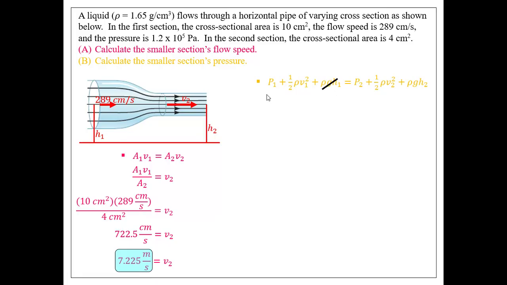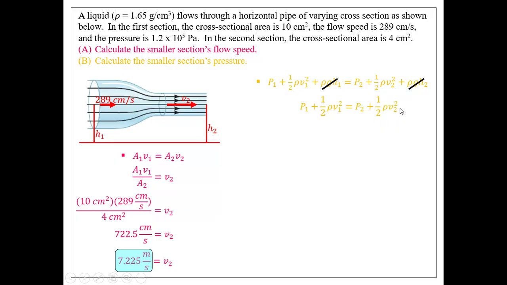Here I'm going to cross out rho g H1 and rho g H2 because H1 and H2 are equal, so they end up being the same term on both sides. You can just neglect them. There's no gravitational work done here. Therefore, P1 plus 1/2 rho V1 squared equals P2 plus 1/2 rho V2 squared. But keep in mind the question asks us to find P2. Algebraically, we need to get P2 by itself, where the cross-section is small. I'm going to do that by subtracting 1/2 rho V2 squared from both sides.